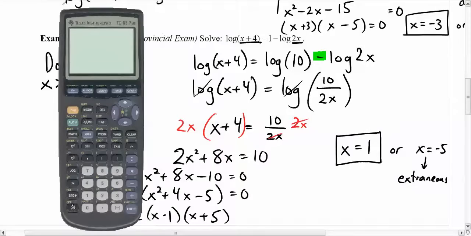Let me just double check that one to make sure. Sometimes you'll find that there are no answers. Sometimes both of the answers are extraneous. So it's always good to check. 1 minus log of 2 times 1 is, yay, I get the same answer on both sides. It must be right. And just to show you, if I put -5 in there, I would get a non-real answer. So the -5 is extraneous.